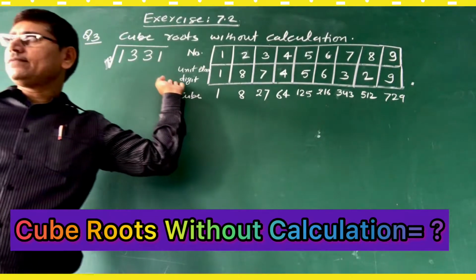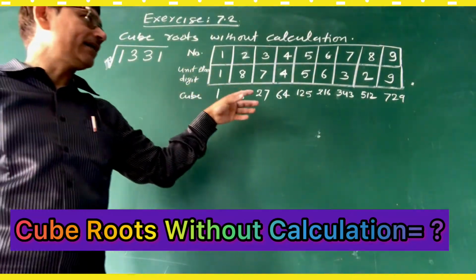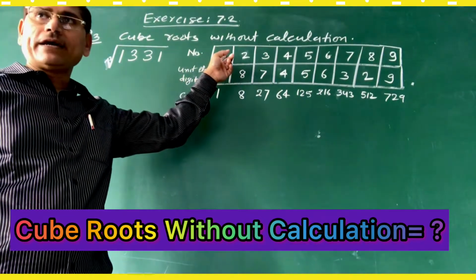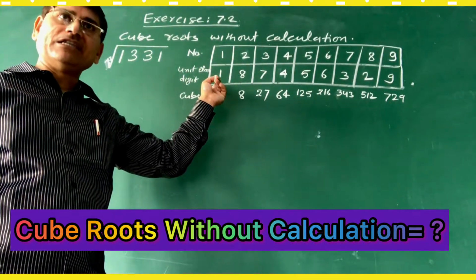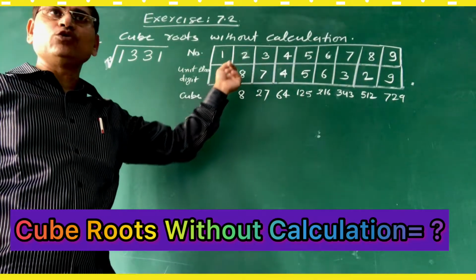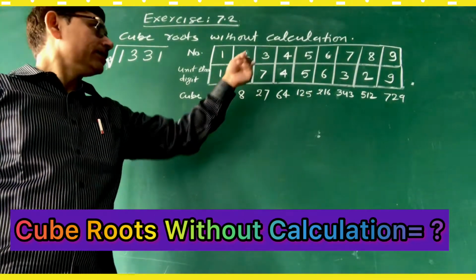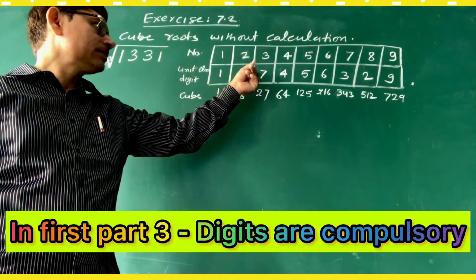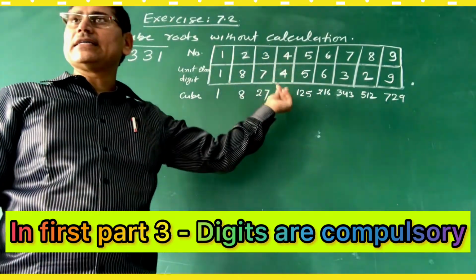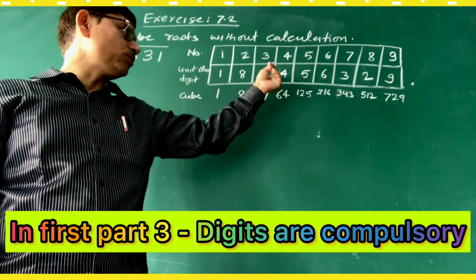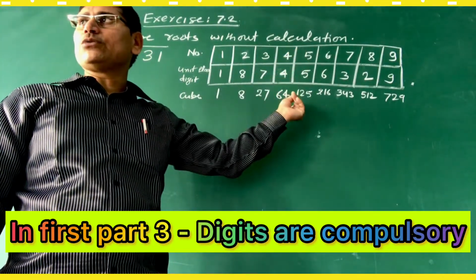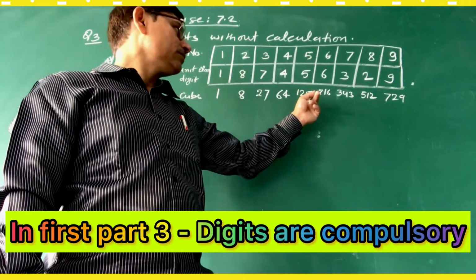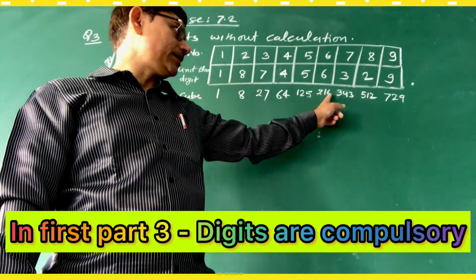So first of all, I want to tell you about the ones place digit after cubing a number. If we cube 1, you will get 1 in the ones place. Cube of 2 is 8. Cube of 3 is 27 and the ones place digit is 7. Cube of 4 is 64 and the ones place digit is 4. Cube of 5 is 125 and the ones place digit is 5. Cube of 6 is 216 and the ones place digit is 6.